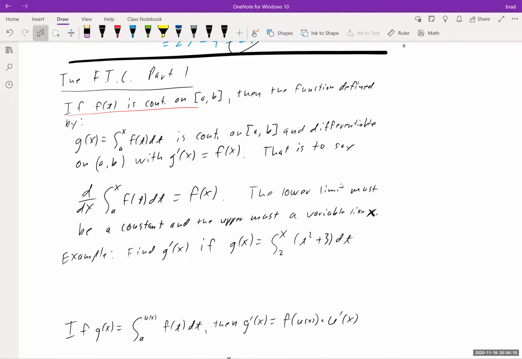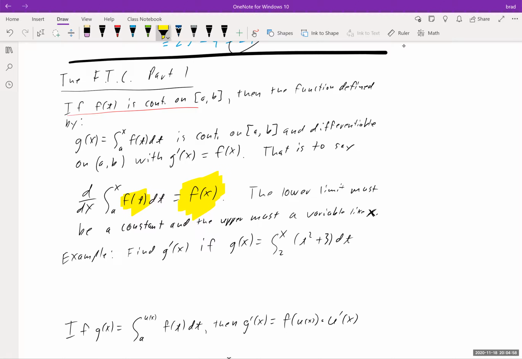So part 1 says if f of t is continuous on a closed interval a to b, then the function defined by g of x, and that's what we just did above, the integral from a to x of f of t dt, is continuous on the closed interval a to b and differentiable on the open interval a to b with g prime of x equals f of x. That is to say that d/dx of the integral from a to x of f of t dt is just f of x. So basically what you notice here is f of t becomes f of x. That's it, okay? That's what the fundamental theorem of calculus is telling you.